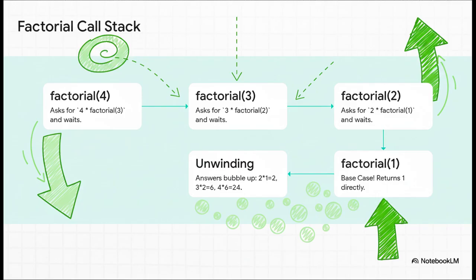So let's visualize how the computer actually handles this using what's called a call stack. We first ask for a factorial of 4.